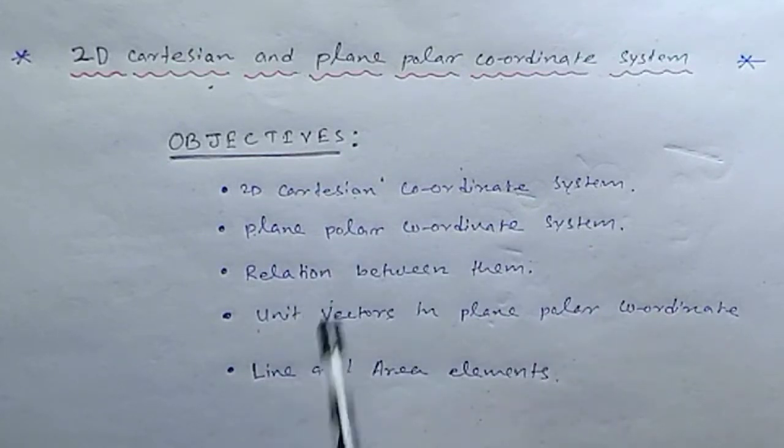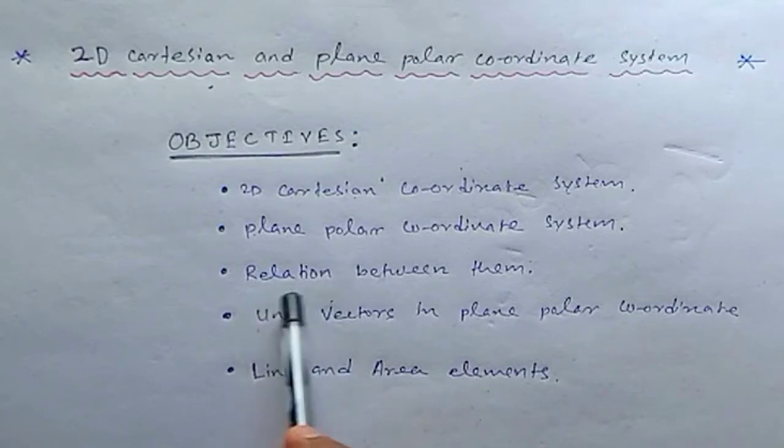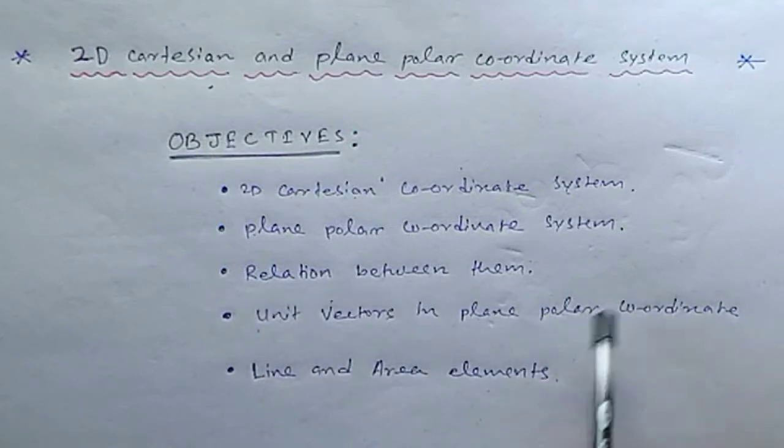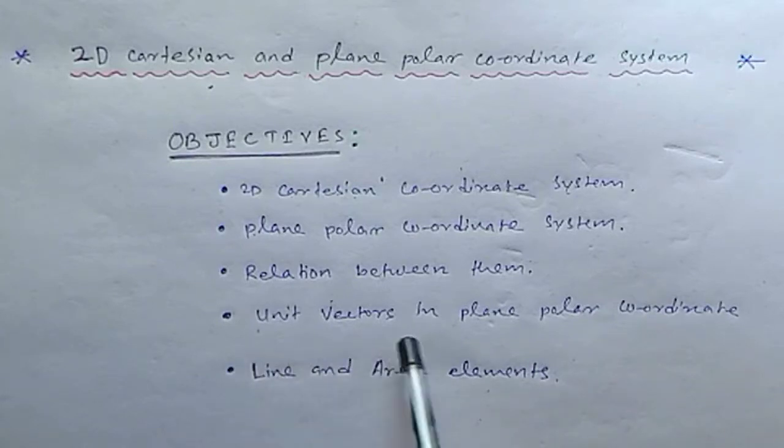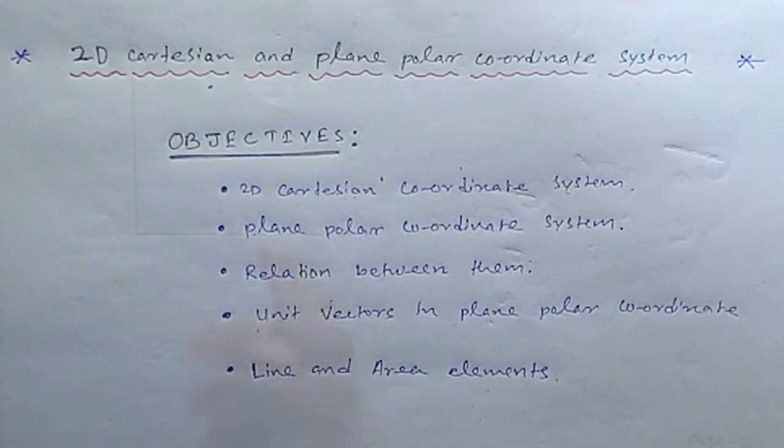Then we will discuss the relation between these two coordinate systems. Then we'll see unit vectors in the plane polar coordinate system, and finally we'll find the line and area element in Cartesian and plane polar coordinate systems. So let's start the video.